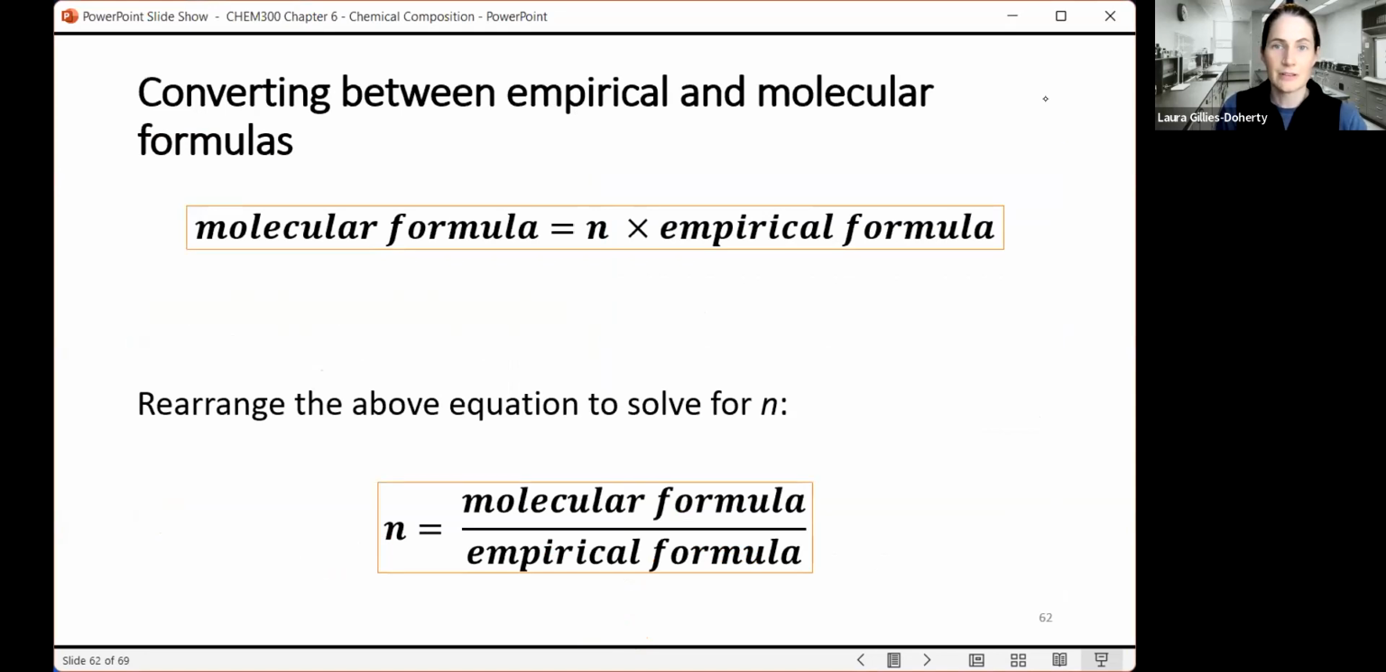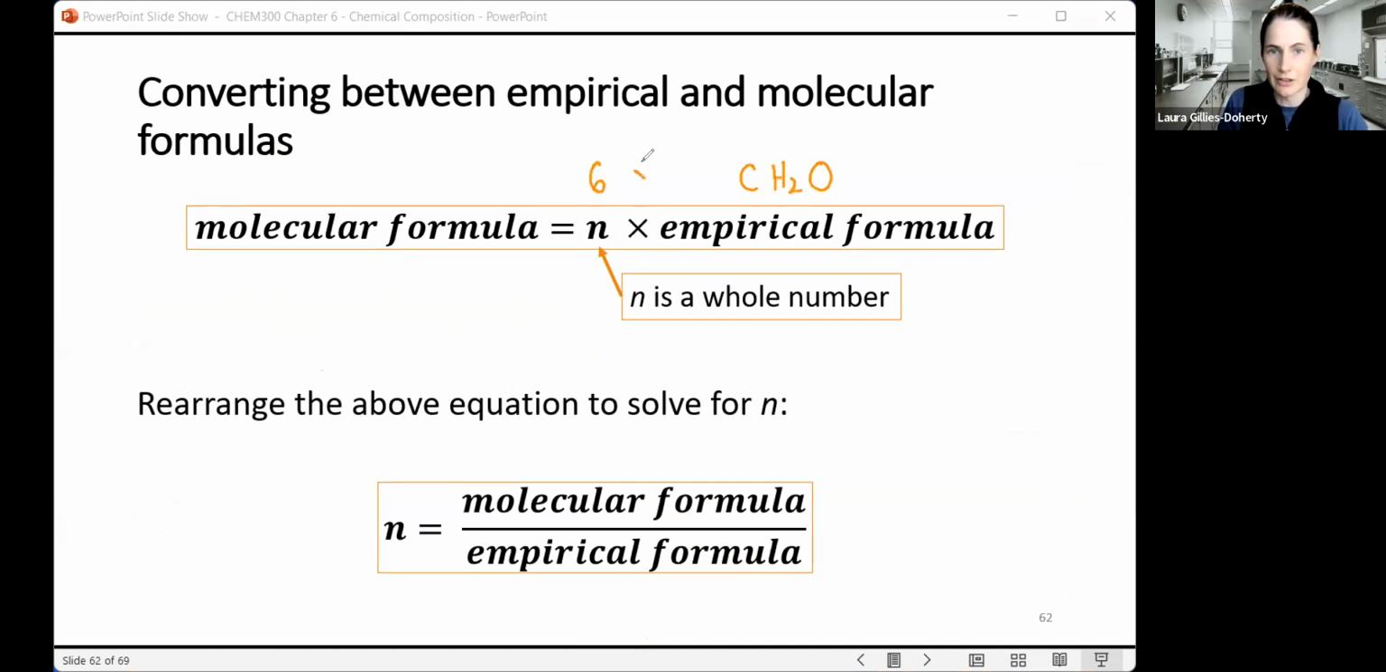So to convert between the empirical and the molecular formula, it's always going to be a whole number ratio. So you're going to take the empirical formula, like CH2O, and multiply it by a whole number. And in the glucose example, that was 6. And we got C6H12O6, glucose.